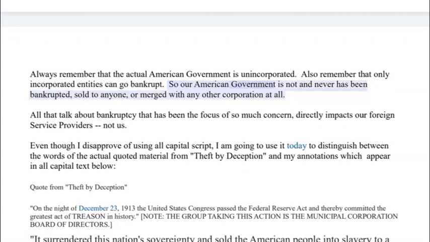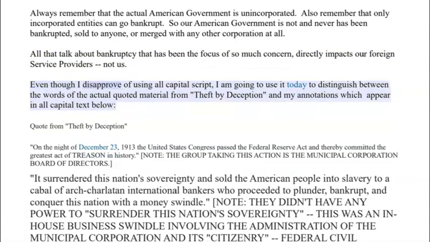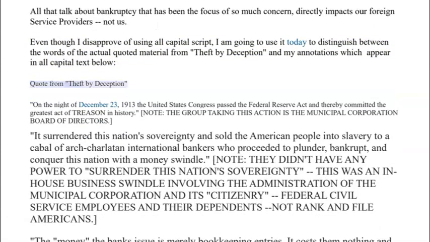So our American government is not and never has been bankrupted, sold to anyone, or merged with any other corporation at all. All that talk about bankruptcy that has been the focus of so much concern, directly impacts our foreign service providers, not us. Even though I disapprove of using all capital script, I am going to use it today to distinguish between the words of the actual quoted material from Theft by Deception, and my annotations which appear in all capital text below. Quote from Theft by Deception.